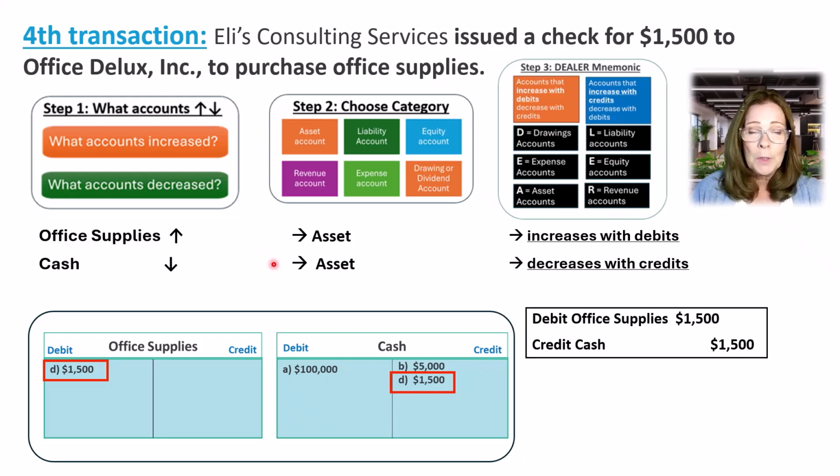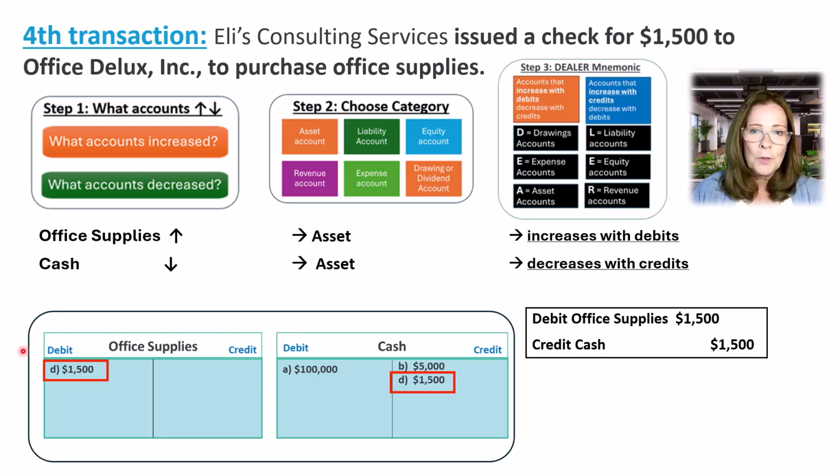So now in step 3, we use the DEALER mnemonic. The graph tells us that assets are on the left side and they increase with debits. The business's office supplies increased, so that means we need to debit office supplies. What about the second part of our transaction? The second part is the decrease in cash, which is an asset, and the graph tells us that assets increase with debits and decrease with credits. The cash decreased, so we need to credit cash.